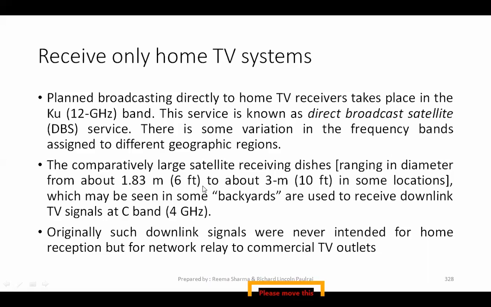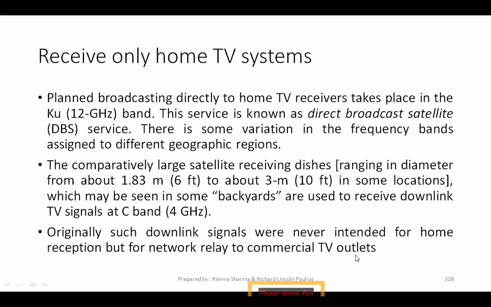Satellite receiving antennas, which may be seen in some backyards, are used to receive downlink signals at C-band. So receiving happens at about 4 gigahertz. Originally, such downlink signals were never intended for home reception, but for network relay to commercial TV outlets.